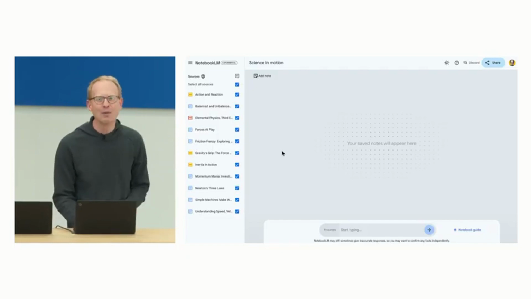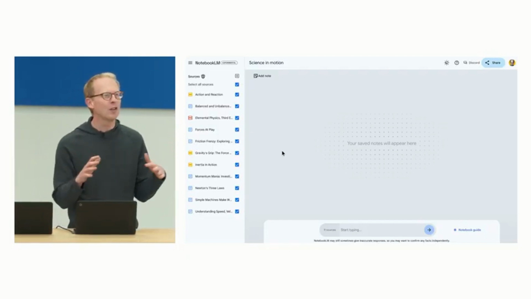Hey everyone. Last year at I/O, we introduced NotebookLM, a research and writing tool grounded in the information you give it. Since then, we've seen a lot of momentum with students and teachers using it. And today, Gemini 1.5 Pro is coming to NotebookLM, and it's great. Let me show you. So here we are in NotebookLM.